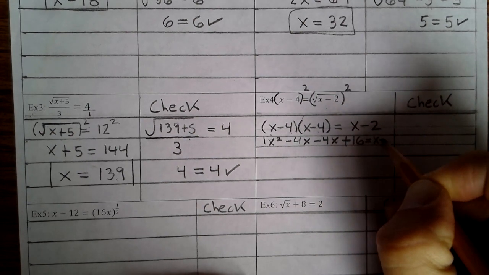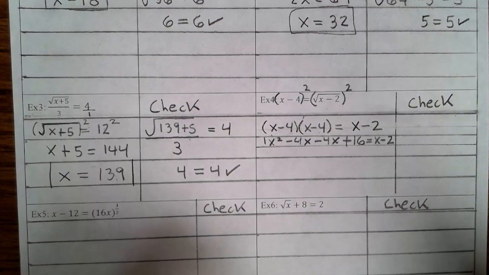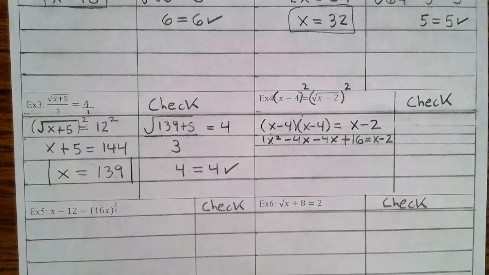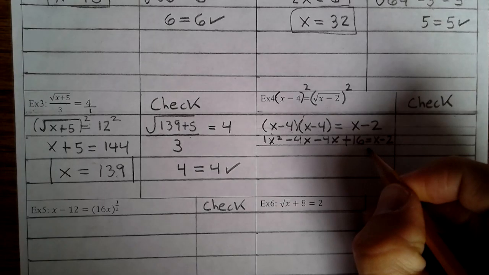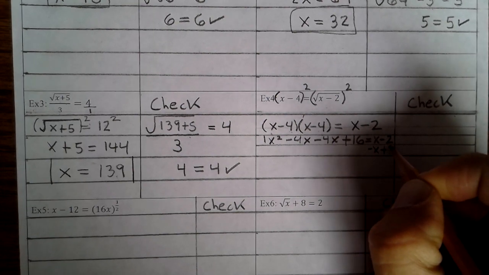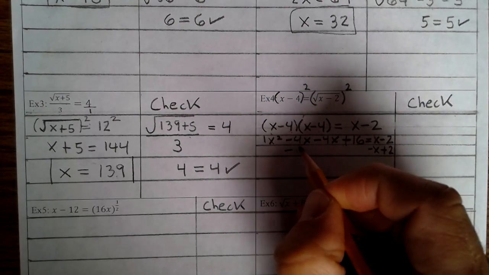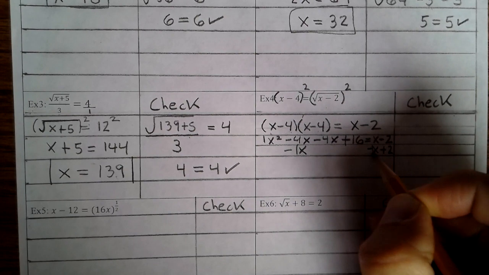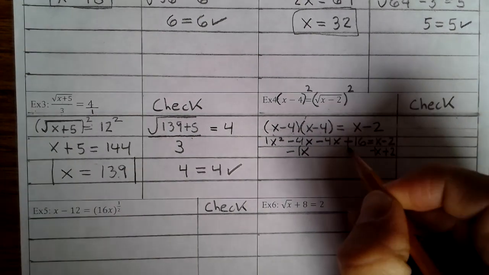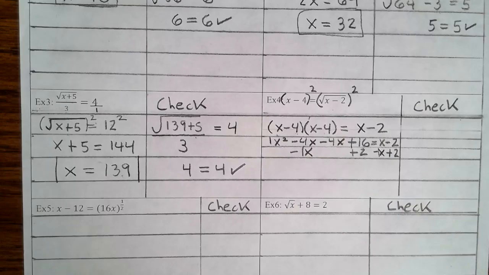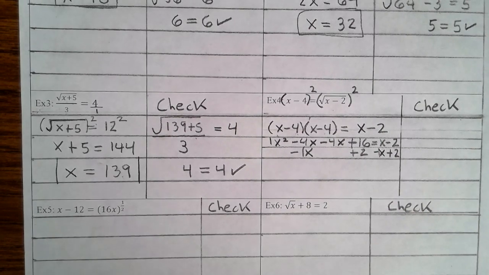Now, in order to solve, we need everything on one side. So we're going to need to subtract the x and add 2 to both sides. Notice I'm going to subtract the x with the x, and I'm going to add the 2 here. And let's add another line.